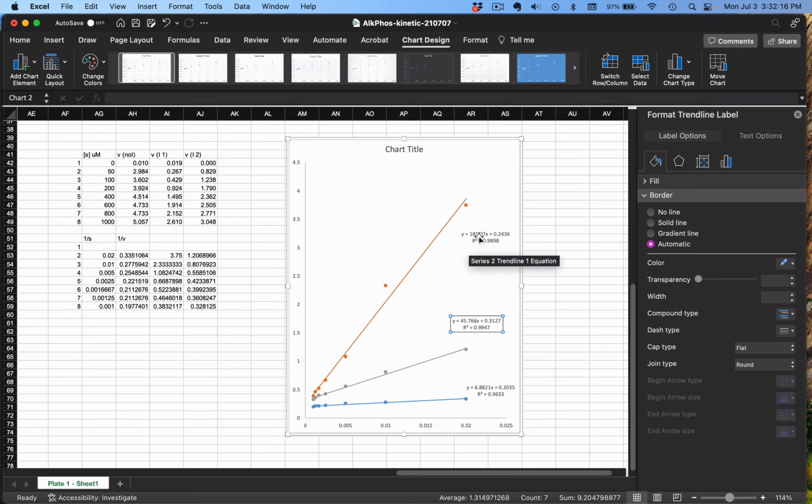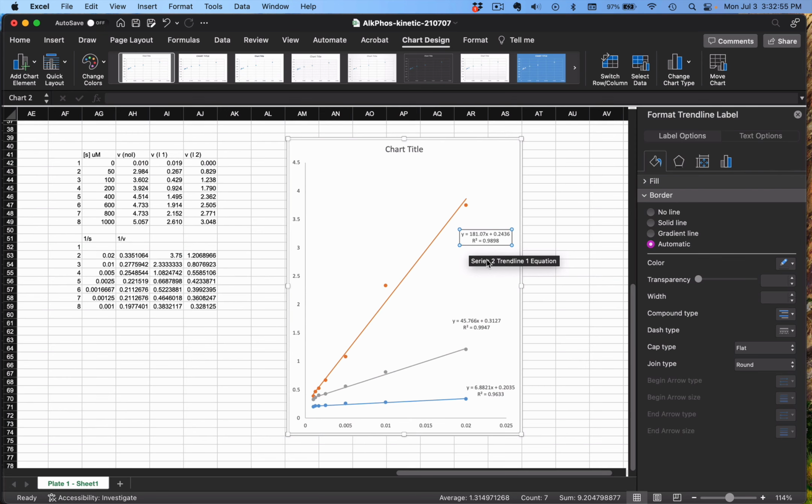Using those equations, you should be able to calculate Km and V max based upon the Lineweaver-Burk equation: 1 over velocity equals 1 over substrate times Km over V max plus 1 over V max. Basically, for that, you're going to use the y-intercept to calculate your V max, and then you know the slope equals Km over V max, or Km equals slope times V max.